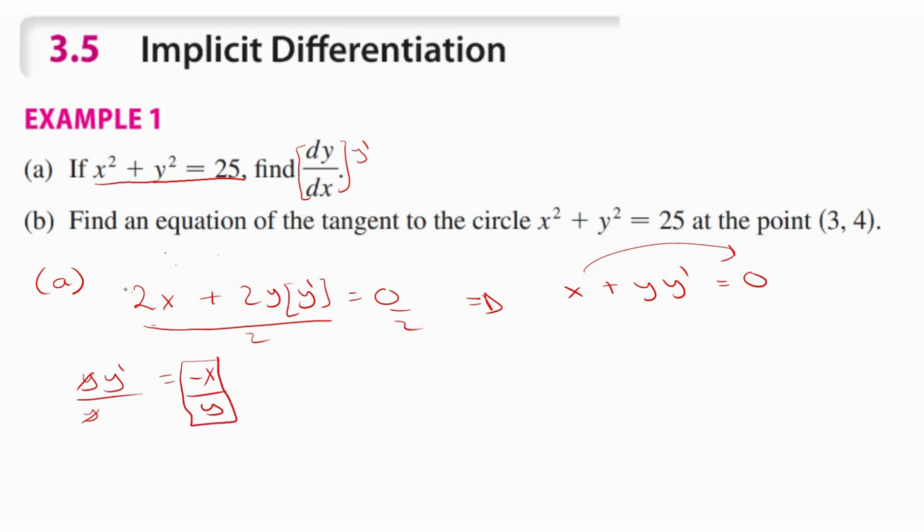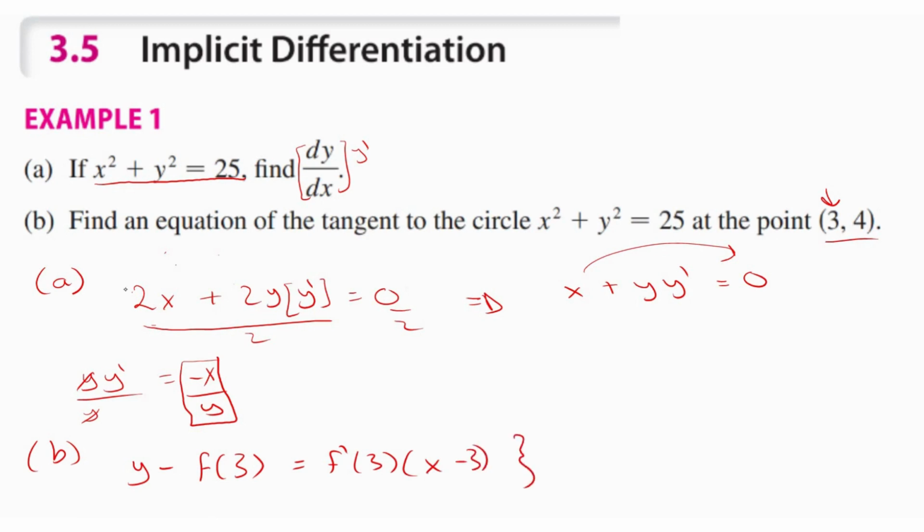In part B, we have to find an equation of the tangent line to this circle at the point (3, 4). So basically we found y prime. Now we have to find it at the point (3, 4). Recall that the equation of the tangent line looks like this: y minus f at the x-value we have here, x is going to be 3, f(3) equals f prime at 3 multiplied by x minus 3.